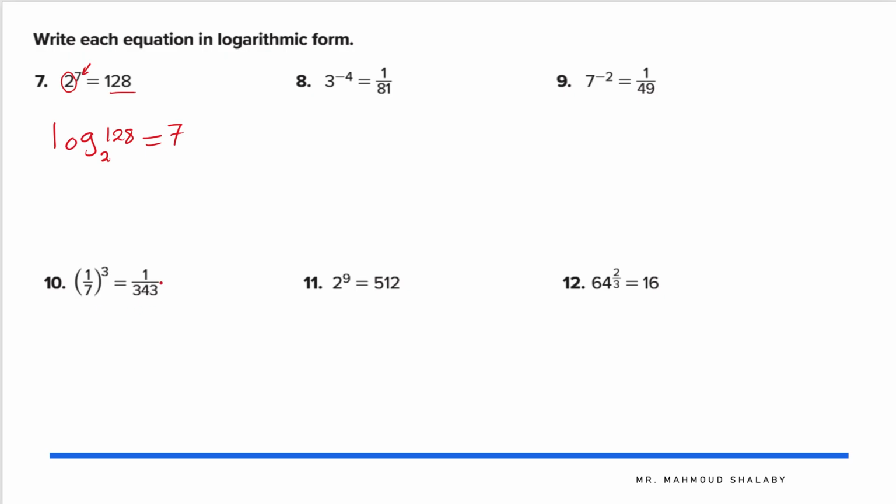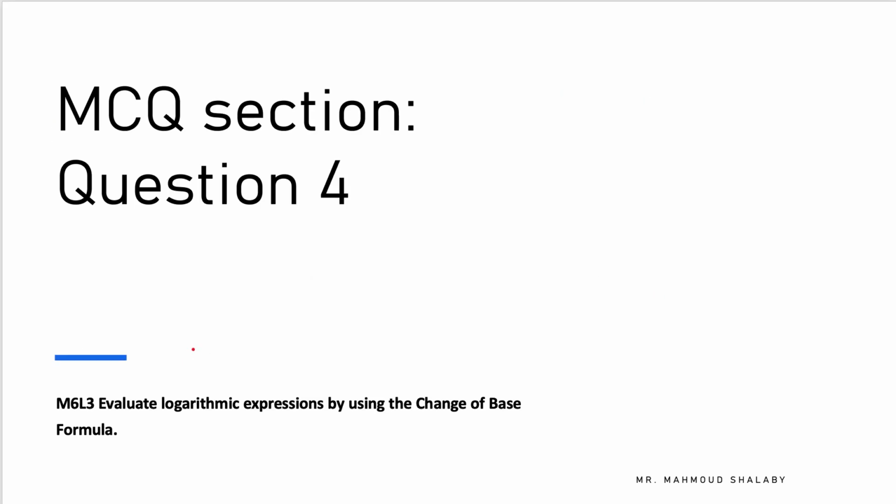What if I have something including a fraction or both fractions like this? Same thing, it's a log. What is the base here? All the fraction here is the base, 1 over 7. What is the answer? 1 over 343 equals the exponent, which is 3. As simple as that, ya shabab.